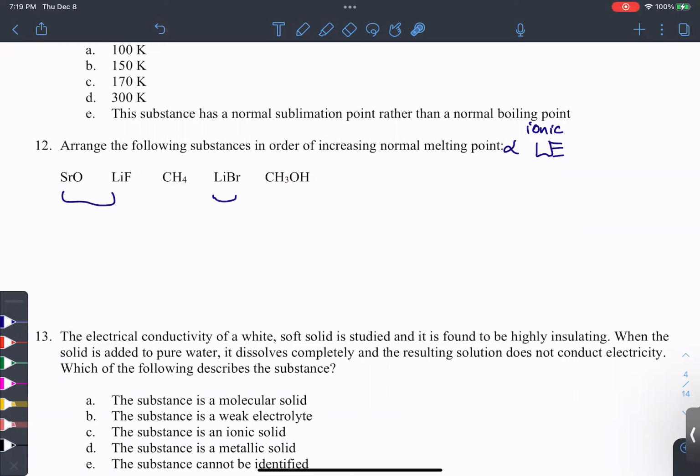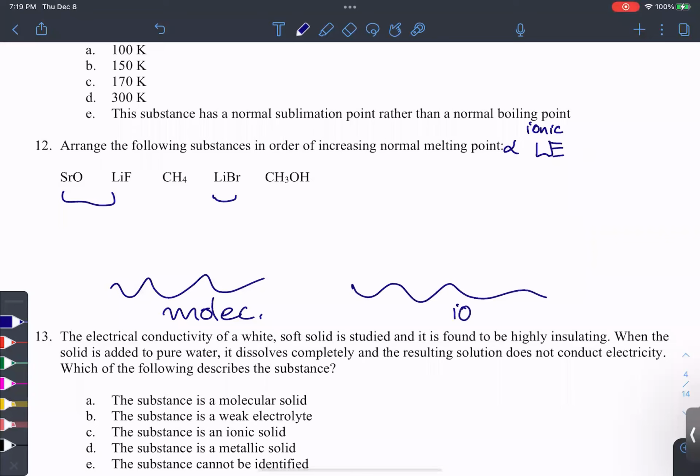If we compare molecular compounds and ionic compounds, which ones have higher melting points? Ionic, yes. So we have basically 2 different trends. We're going to place our molecular compounds first, and those will have the lowest melting points. Then we place our ionic ones, which will have the highest melting points. For ionic, we look at lattice energy and trend them that way. For molecular, we look at IMFs. So let's do the molecular ones first.